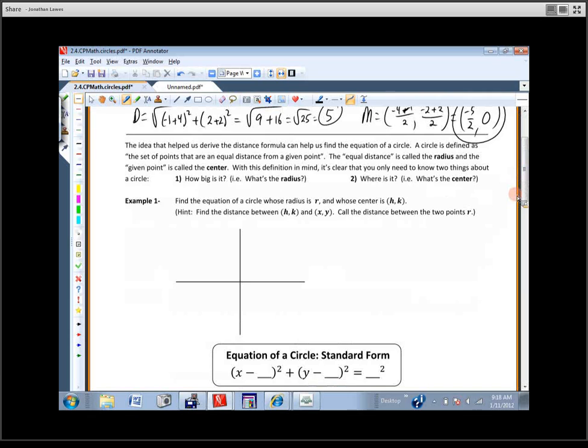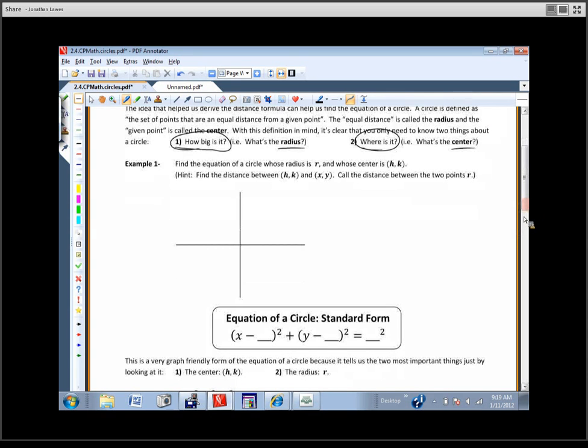They cover circles in 1010, and then they also briefly touch on them in 1050 because we use equations for circles quite a bit. It's important to remember that all you need to know about a circle is how big it is, in other words, what's the radius, and then the other thing is where it is, which we call the center. So if you know the center and the radius of a circle, you know everything there is to know about that circle. You'll remember this from Math 1010.